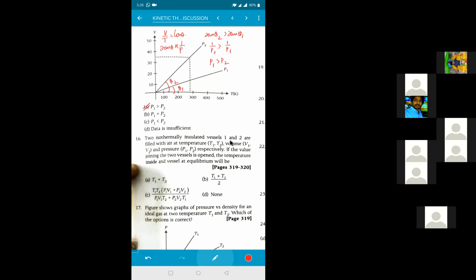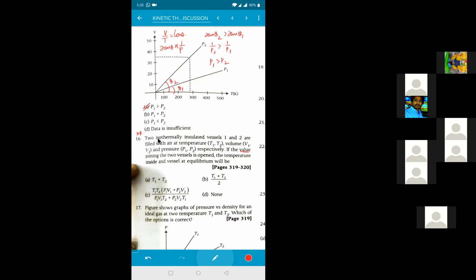Two isothermally insulated vessels, 1 and 2, are being filled with air at temperatures T1 and T2, volumes V1 and V2, and pressures P1 and P2 respectively. If the valve joining the two vessels is opened, what is the temperature inside the vessel at equilibrium? This is also an important relation, which we generally do in the regular classes. We need to derive this complete condition, otherwise it will not be possible to do this one.